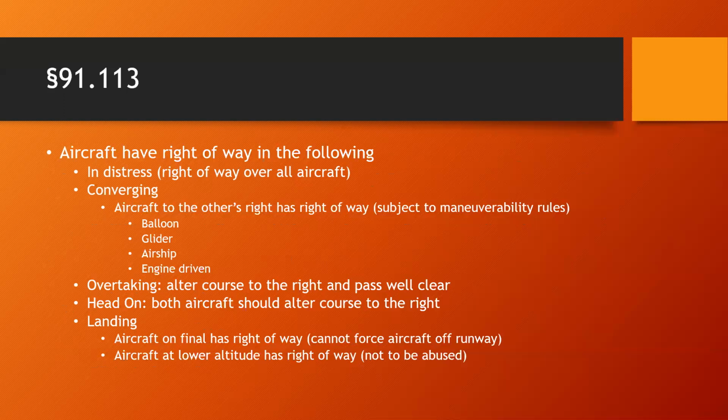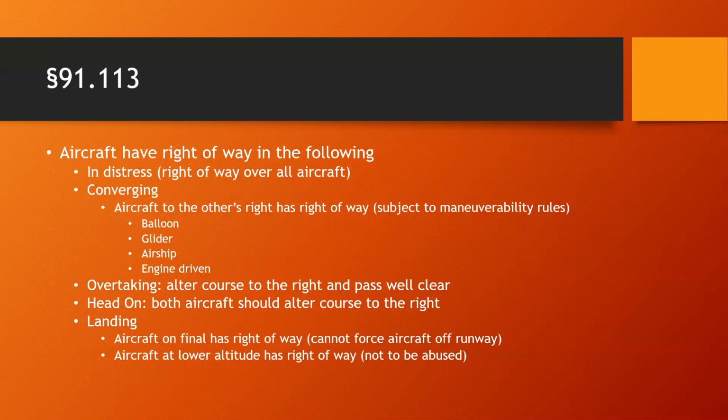When you're landing, the aircraft on final has right of way. You cannot use this regulation to force an aircraft off the runway, however. So if an aircraft is on the runway, it has precedence over somebody that's on final. You can't go onto final and be like, I have right of way. You have to get off the runway. That's not how it works. So any aircraft that's on the runway has right of way over you, and you have to wait unless you're in an emergency. Then, of course, this doesn't matter.